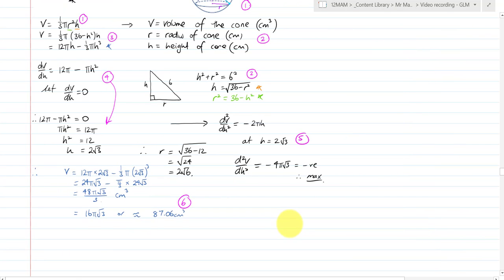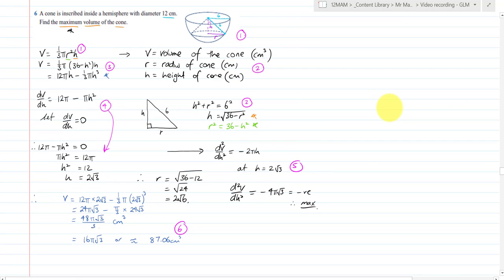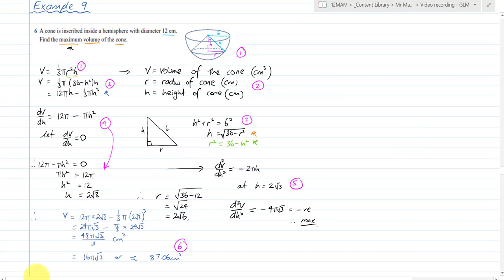So there we have a completed solution for question 6, or example 9, which I've stolen from somewhere, and it was called question 6 where I've stolen it from.